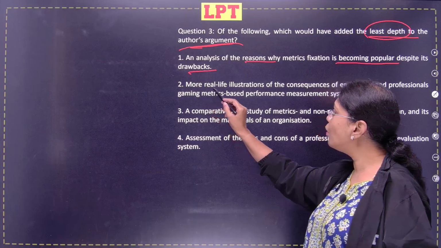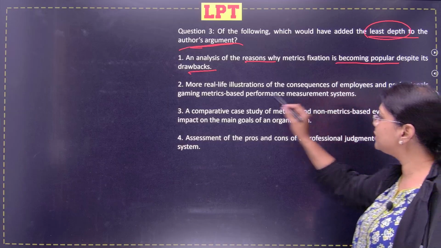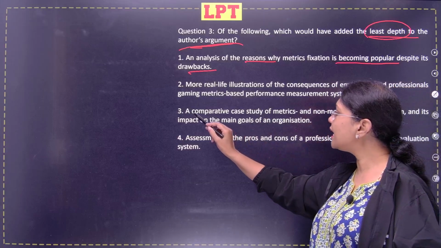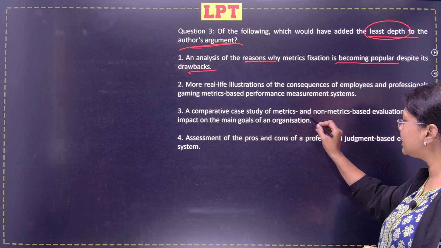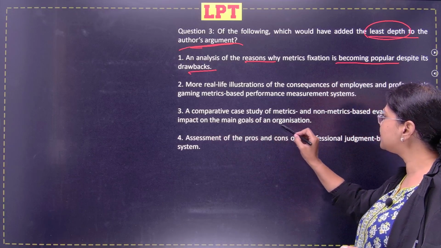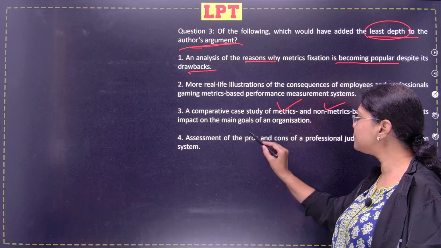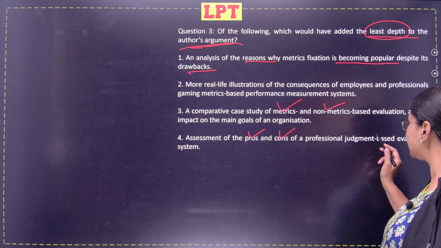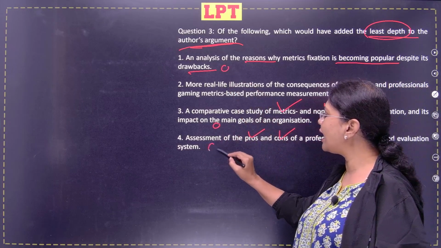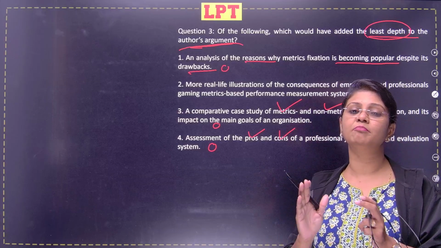Second one says more real life illustrations of the consequences of employees and professionals gaming metrics based performance measurement systems. Third says a comparative case study of metrics and non-metrics based evaluation and the impact on main goals of an organization. Fourth says assessment of pros and cons of professional judgment. Now, the first option, third option and fourth option do talk about the plus and the minus of metric fixation.